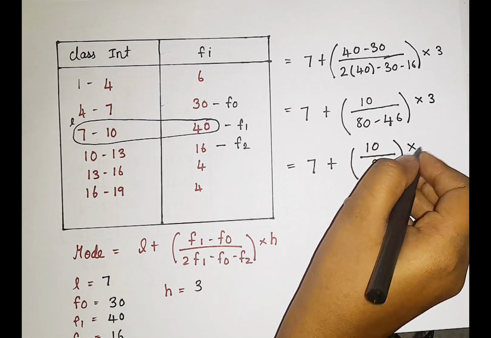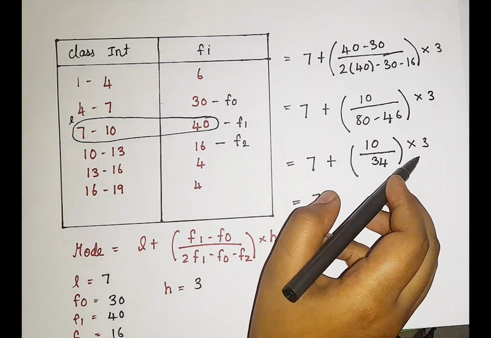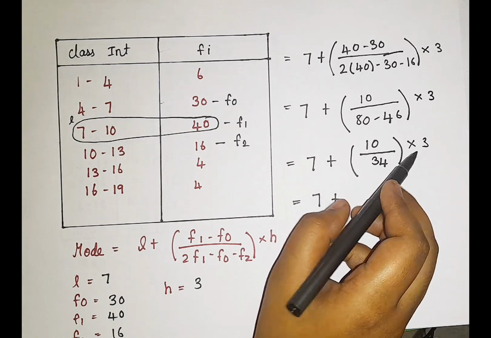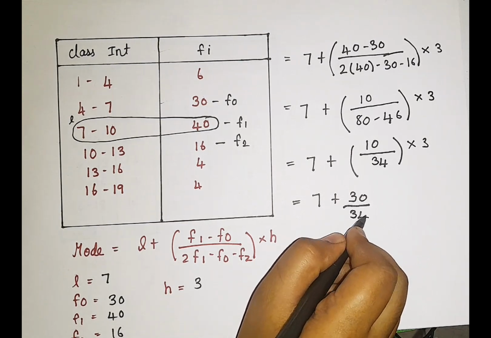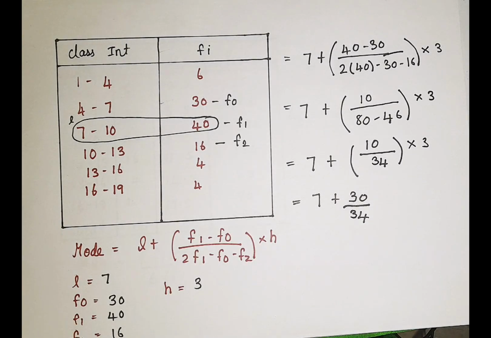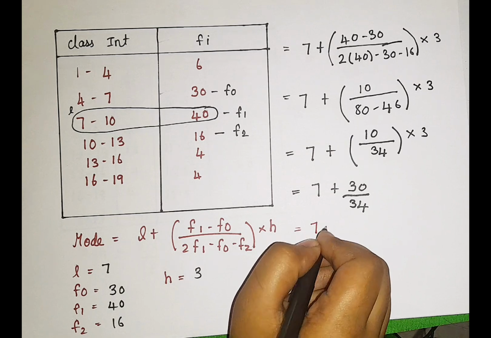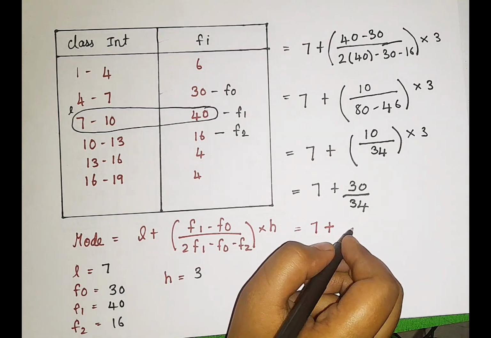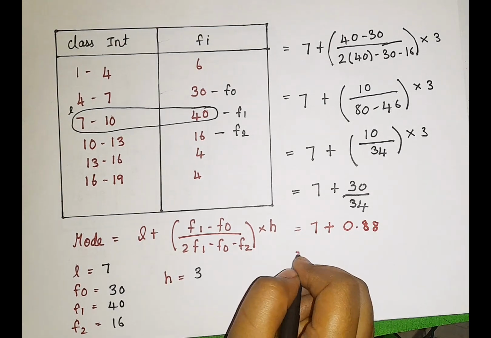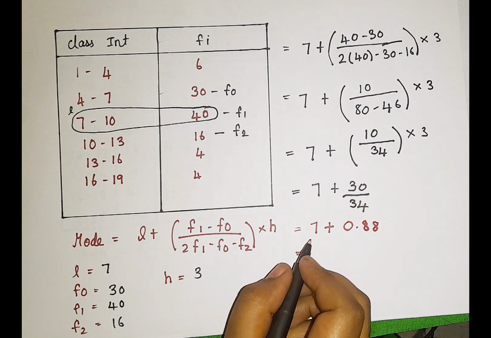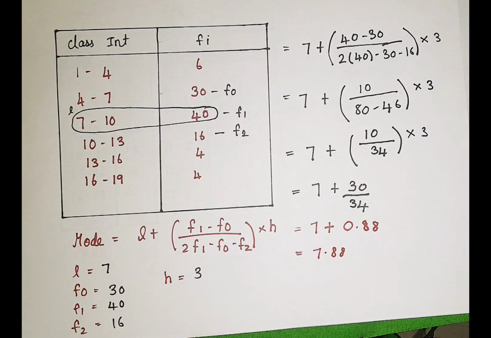Perfect. Now into 3. So it is equal to 7 plus, here 3 is in the numerator, isn't it? So 10 into 3 is 30, so 30 divided by 34. Now we can actually divide it. So it is equal to 7 plus 30 divided by 34, which is 0.88. Then we are supposed to add them. 7 plus 0.88 is 7.88. So this is the answer.